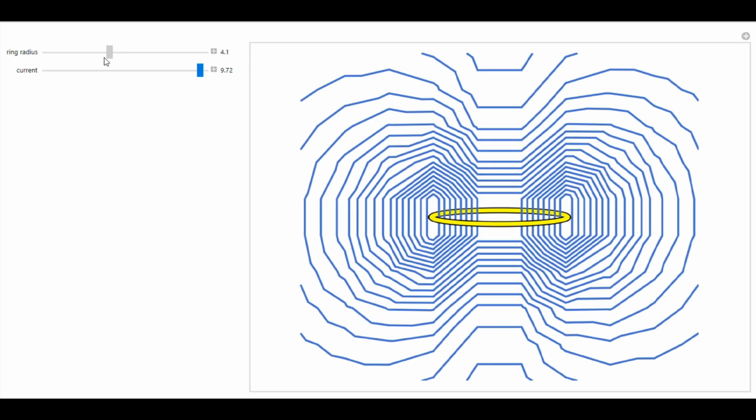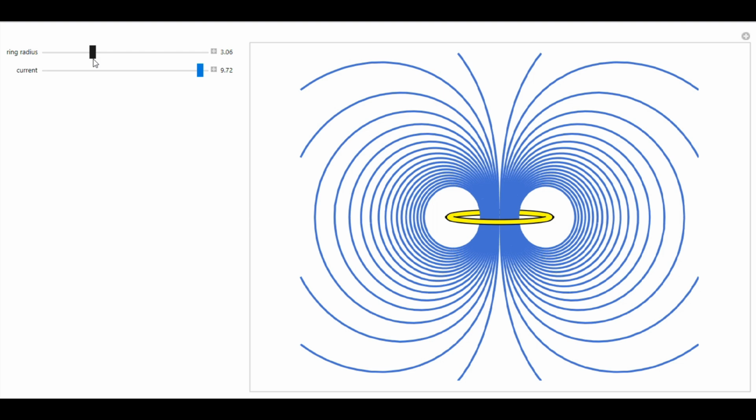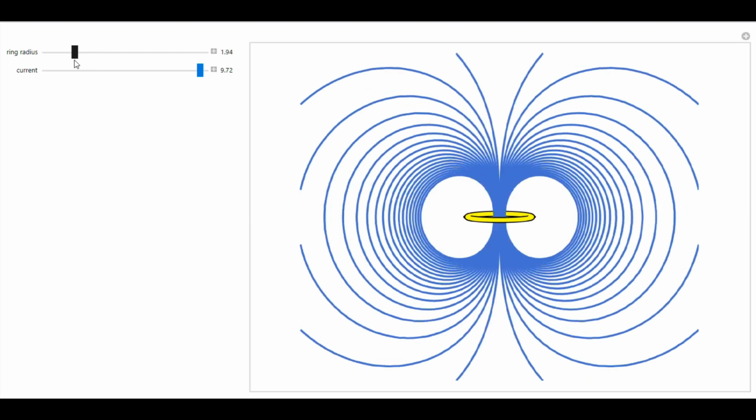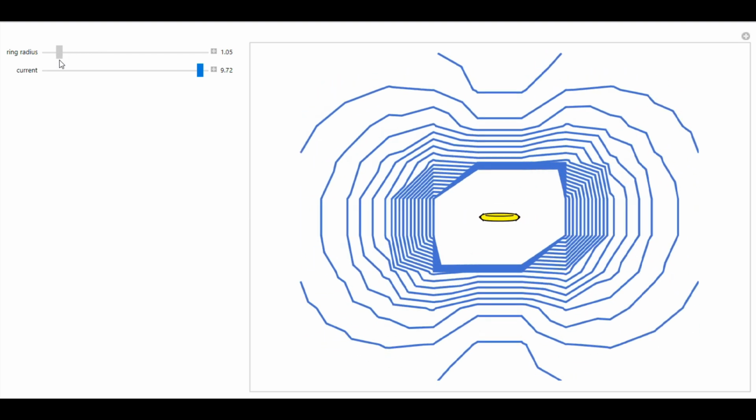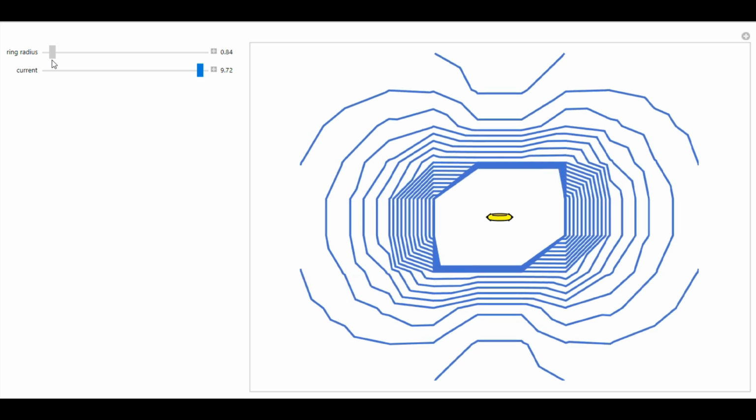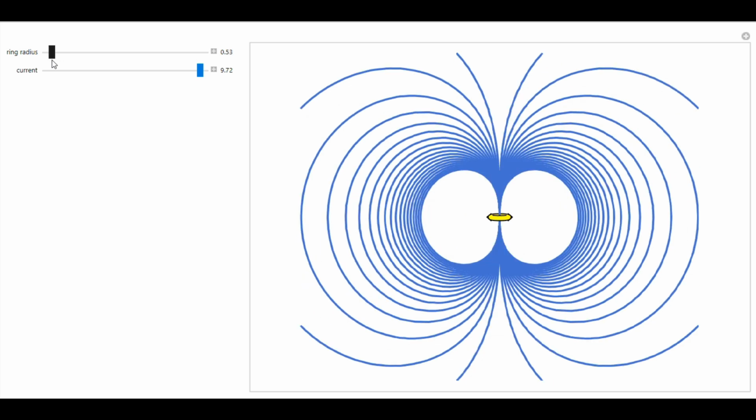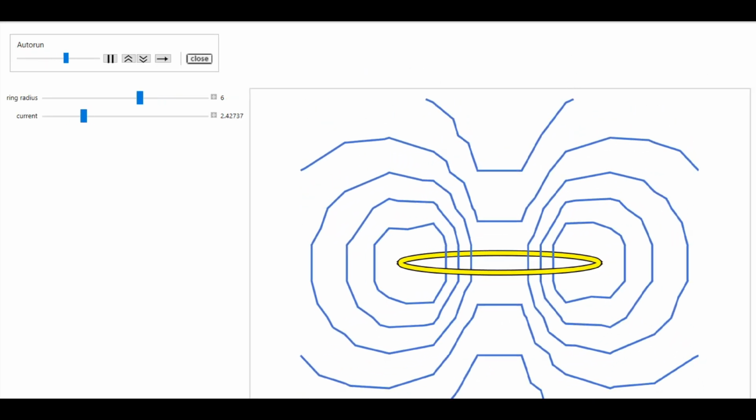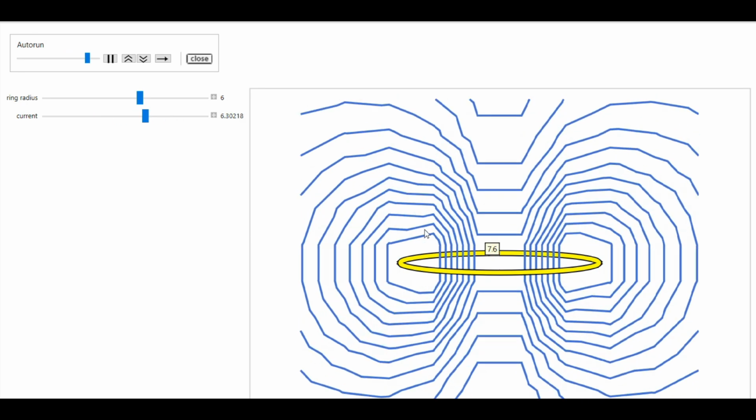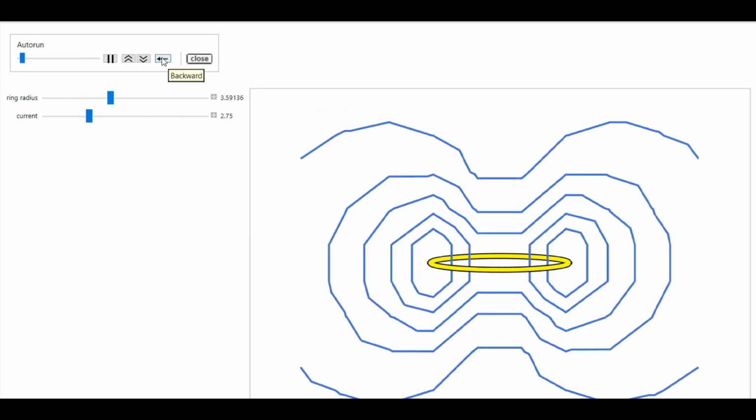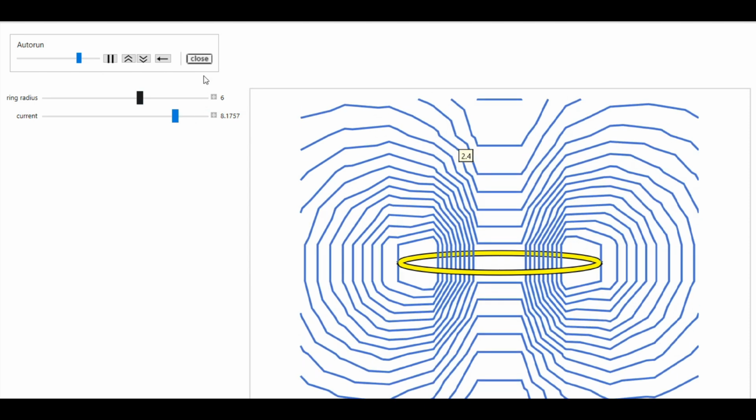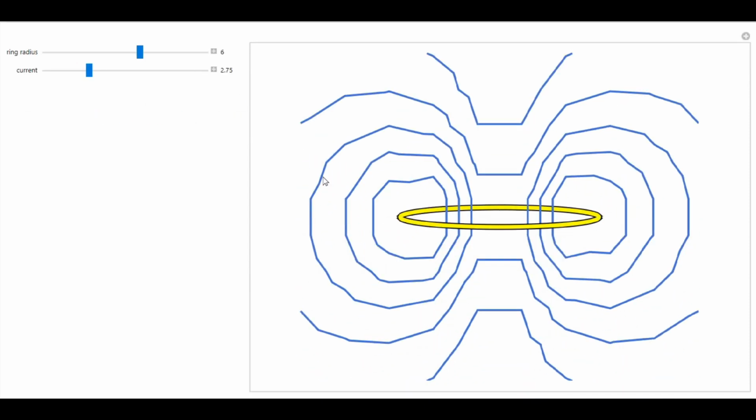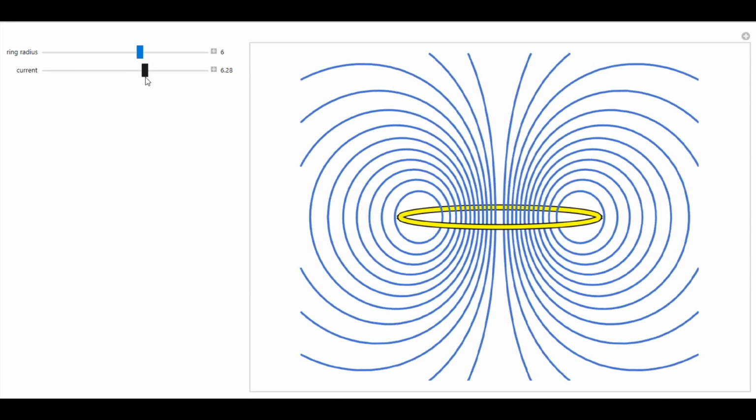2. Generators. Generators work on the opposite principle of electric motors. They convert mechanical energy into electrical energy by moving a conductor through a magnetic field, inducing an electric current. 3. Magnetic resonance imaging, MRI. MRI machines use powerful magnetic fields to create detailed images of the inside of the human body. The magnetic fields align the spins of hydrogen atoms in the body, and radio waves are used to produce signals that form the images.